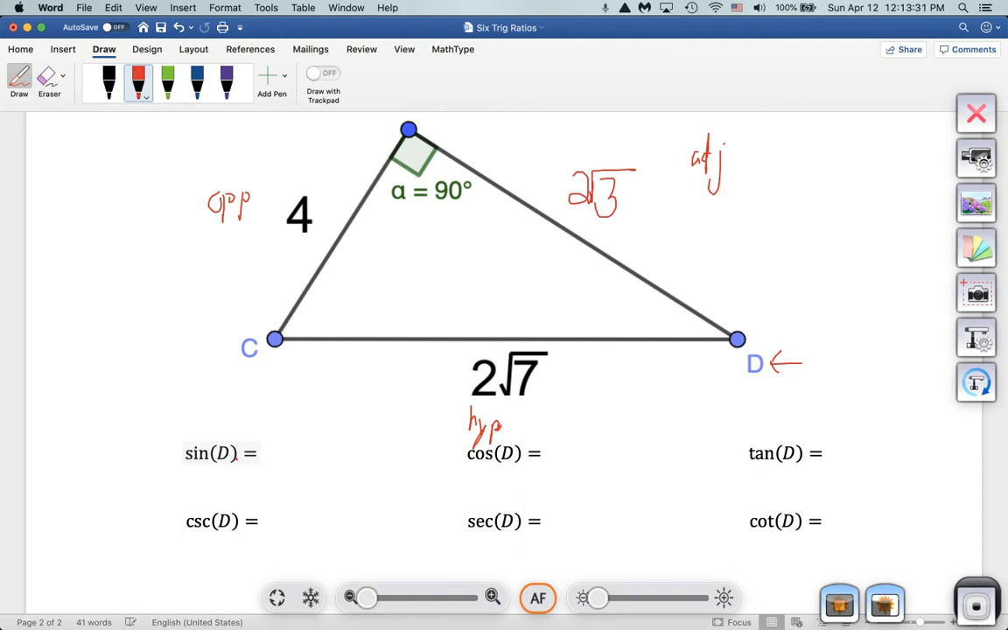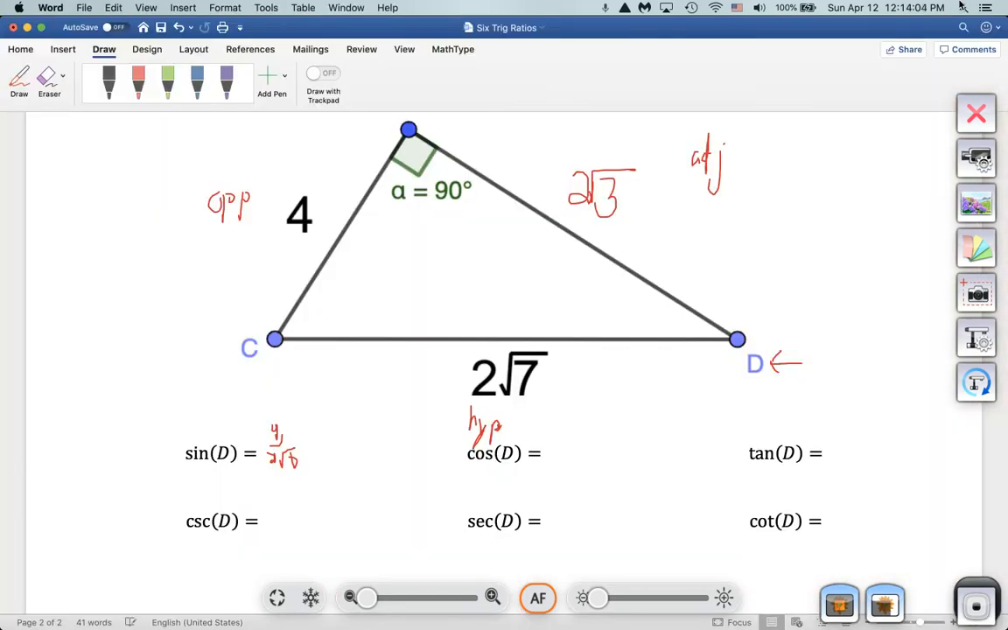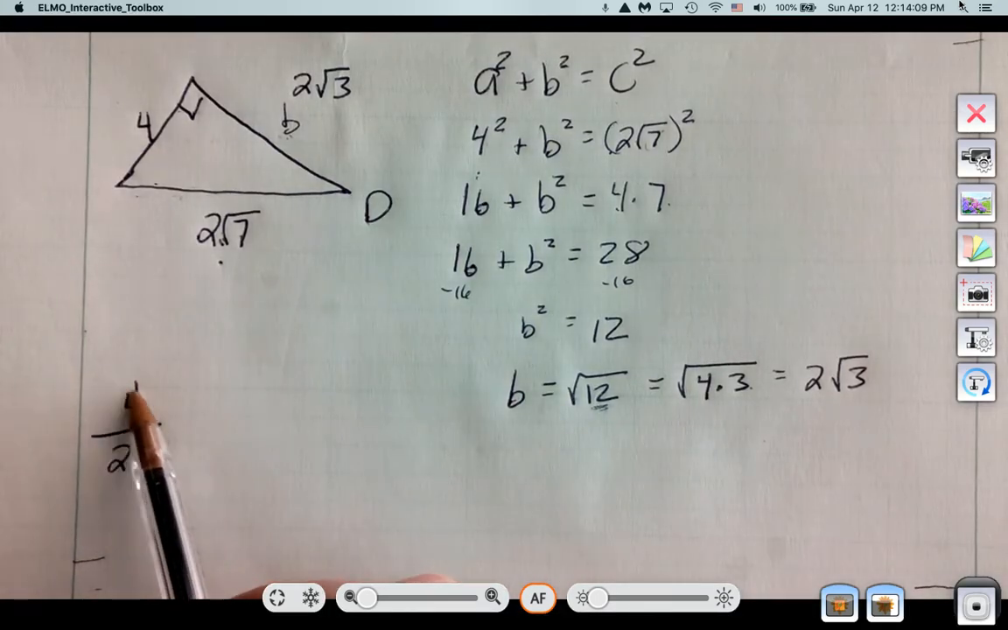All right, so now remember, sine is opposite over hypotenuse. It's opposite, which is 4, over the hypotenuse, which is 2 square roots of 7. But I need to rationalize that square root of 7. So again, I'm going to go back to my paper. My paper is so much nicer. So remember, we had 4 over 2 square roots of 7.